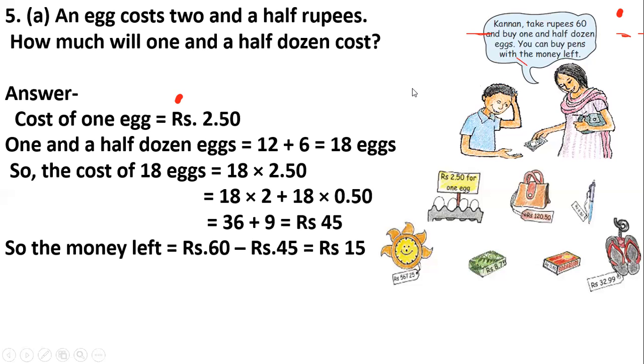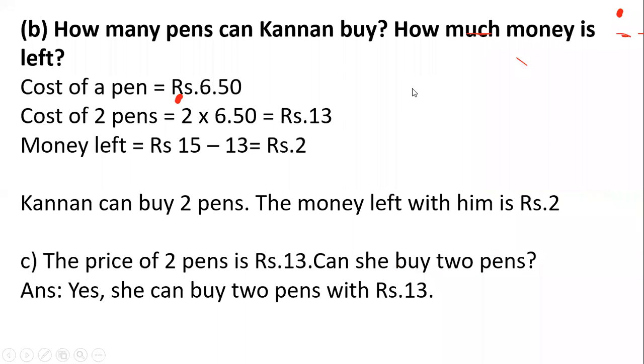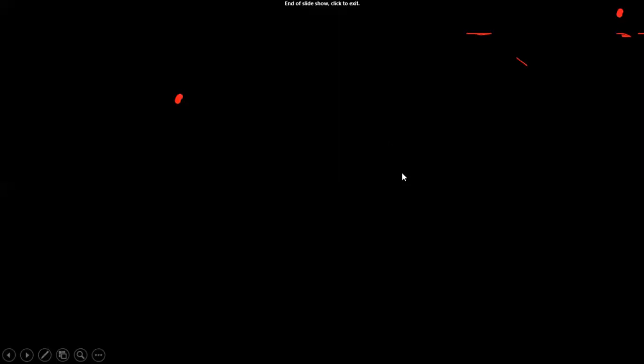Okay. Sir, I have already done this. Then fine. This is about cost of pen. One pen is 6 rupees 50 paise. I gave decimals so that you can learn this. What is the cost of 2 pens?